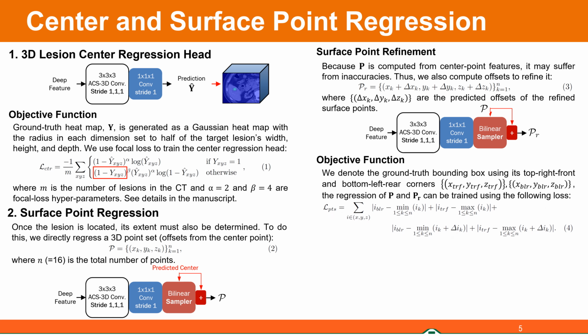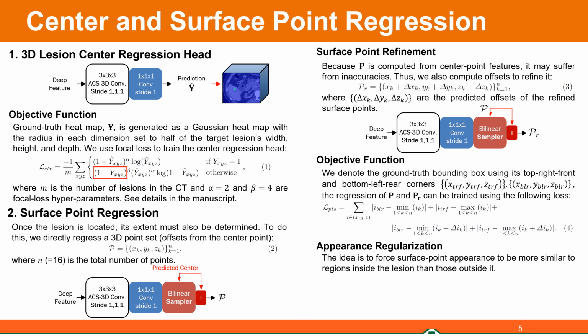We then denote the ground truth bounding box using its top right front and bottom left rear corners. The regression of P and PR can be chained using the following laws. As for appearance regulation, the idea is to force surface point appearance to be more similar to regions inside the lesion than to those outside it. This constraint is achieved by adding a triplet loss with the lesion center as the positive anchor and the box corner as the negative anchor.